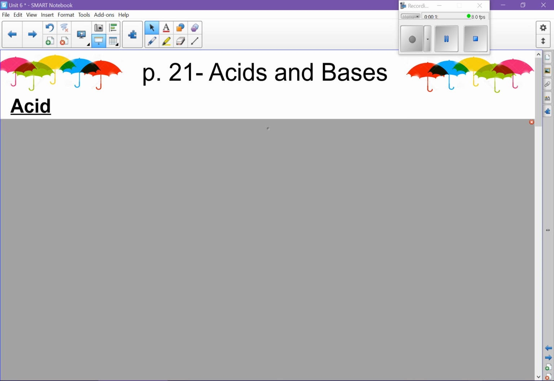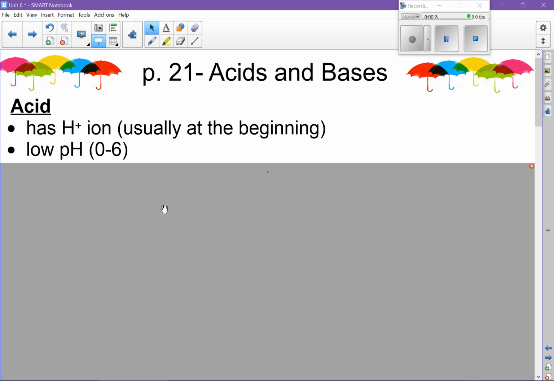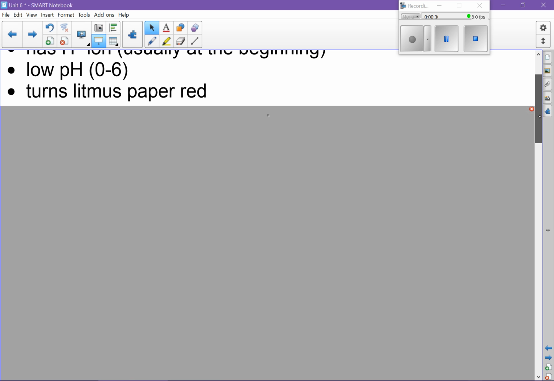So something is an acid if it has a hydrogen ion found in it, and usually those are found at the beginning of the formula, versus the end. There are a couple exceptions, but generally H means acid. On the pH scale, you know that they have a low pH. They fall between 0 and 6. And if I tested it with litmus paper, an acid will turn this paper red.